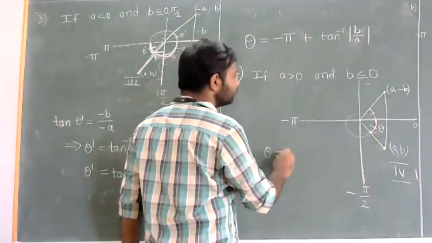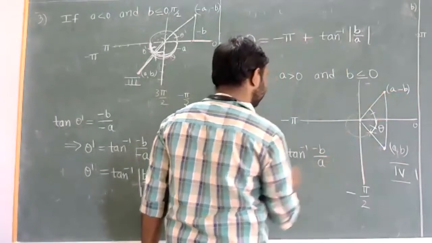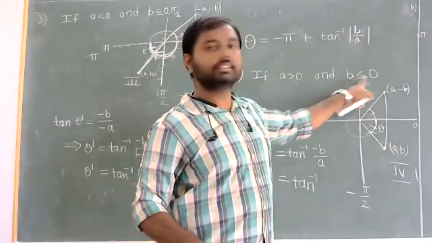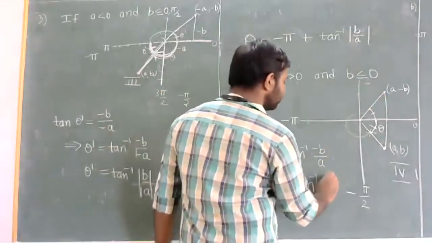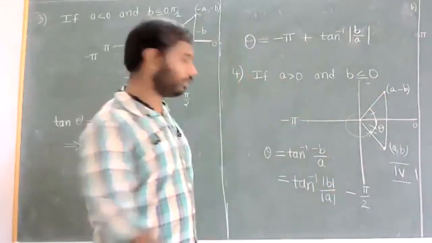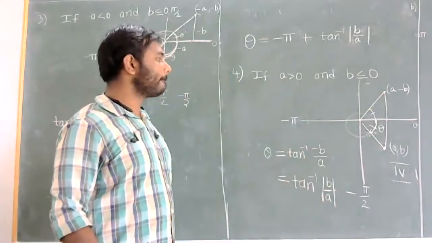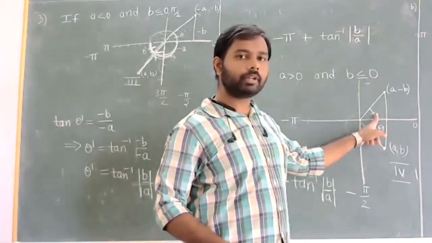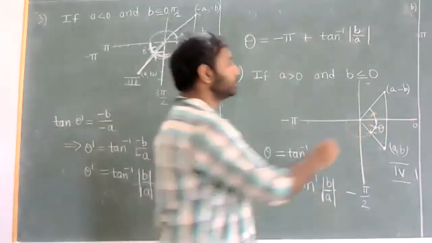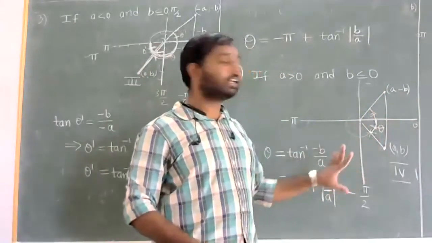So theta is tan inverse of minus B by A, or it is tan inverse of, since B is less than 0, minus B will be nothing but its modulus value, and A is positive, so A will be itself modulus of A. That is, it is tan inverse of modulus of B by A, right? But this angle is equal to this angle. These two are equal in magnitude, but they differ in direction.